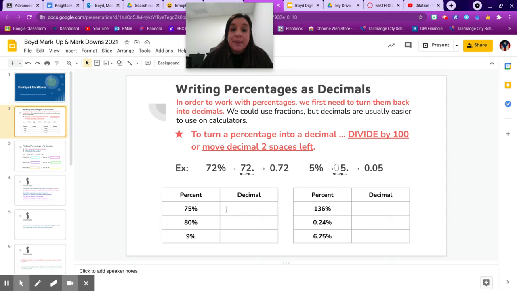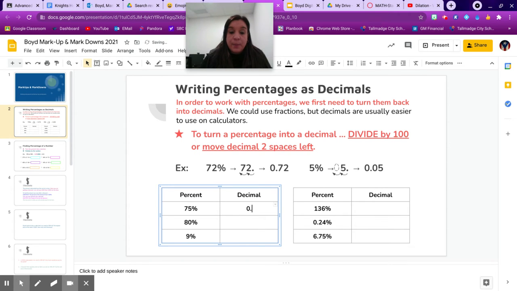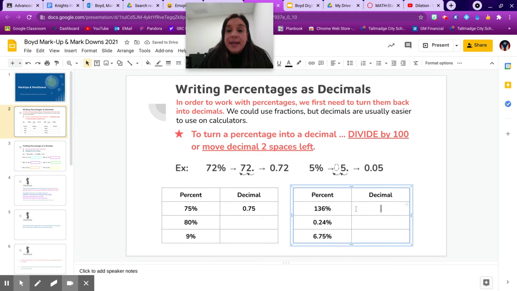All right, so the first one I'll do for you. 75%, 75 divided by 100 would be 0.75, and that's it. Now look at the ones on the next column, 136%. 136%, if the decimal's at the end and we move it 2 spaces to the left, we would get 1.36. All right, so that's the first thing that you're going to do is just practice turning the percent into decimals.